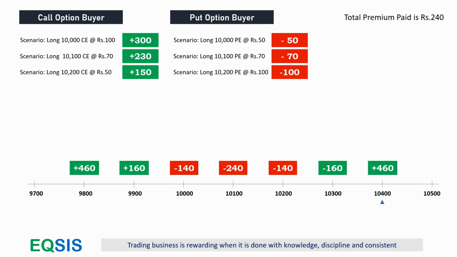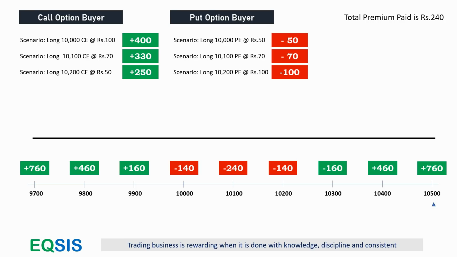I have a reason to convey this often, so that I can connect all the dots as I move forward. So if the market goes to 9,700, you end up getting 760. I hope you can guess 10,500, which will again be 760. So it's not rocket science.